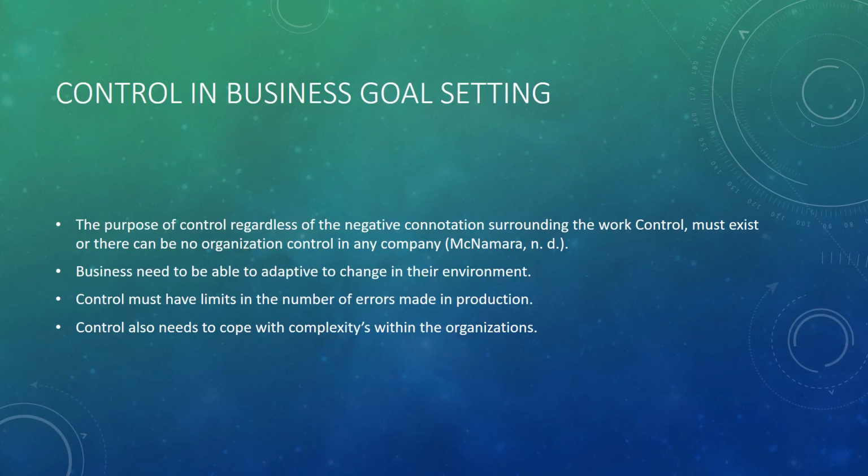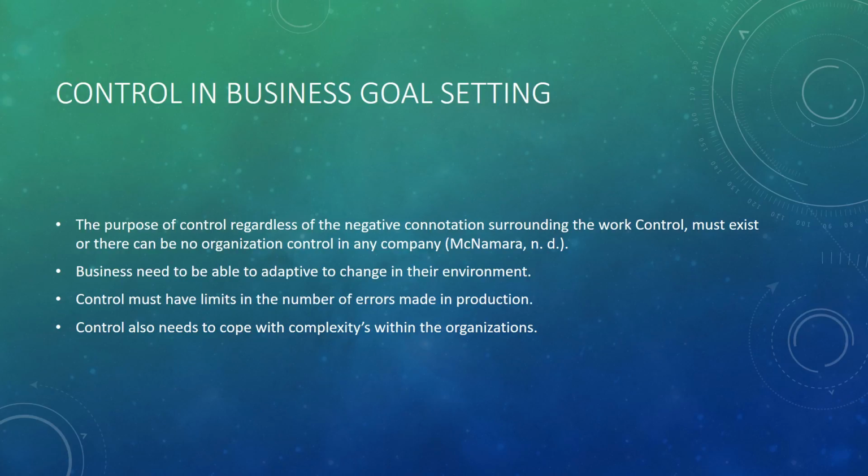Control in business and goal setting. Businesses use these controls, and regardless of the negative connotation surrounding the word, control must exist. One reason for this is that organizations need these control measures to give them some type of guideline to follow while their business is growing. Businesses need to be able to adapt to change in their environment. That's another good reason that goal setting is used.